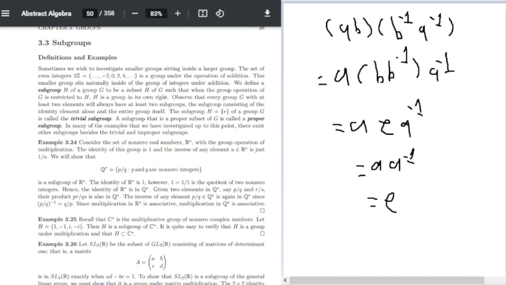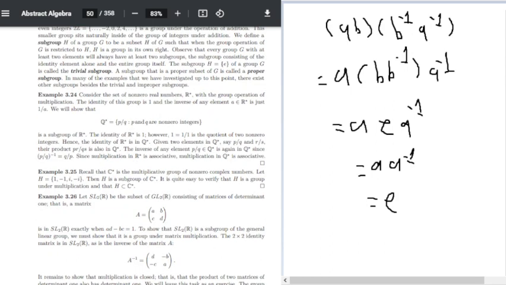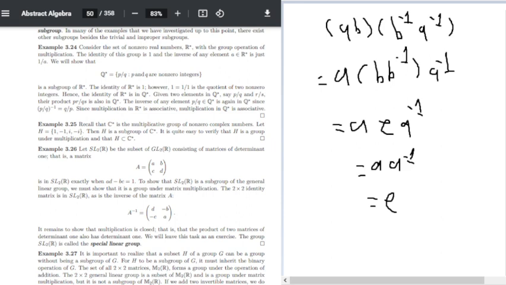In many of the examples that we've investigated up to this point, there exist other subgroups besides the trivial and improper subgroups. Example 3.24. Consider the set of non-zero real numbers, R star, with the group operation of just multiplication. The identity of this group is 1, and the inverse of any element a in R star is just 1 over a. And note, because the real numbers we have a not equal to 0, 1 over a is always defined. We will show that Q star equals p over q, where p and q are non-zero integers, non-zero being the important word here, is a subgroup of R star.